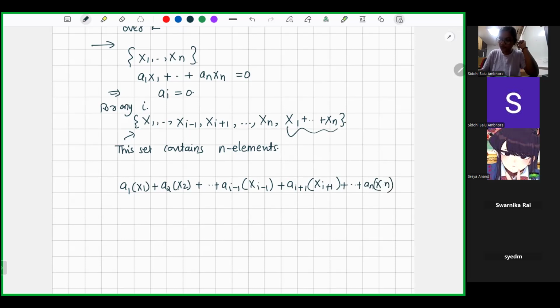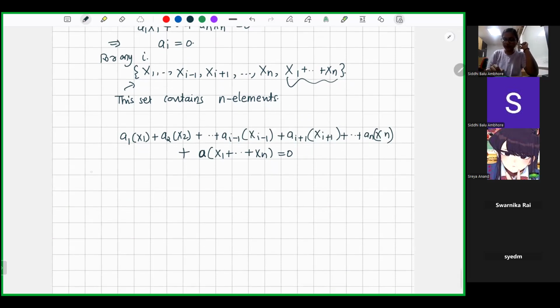We can then prove the general statement. Plus some a times, again, I'm taking a as the coefficient for this. I want this to be 0, right? So this implies we want this to be 0.